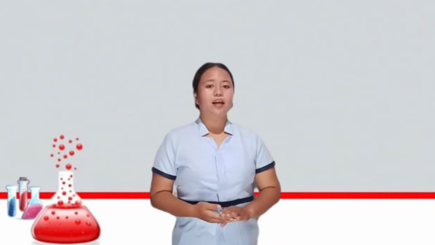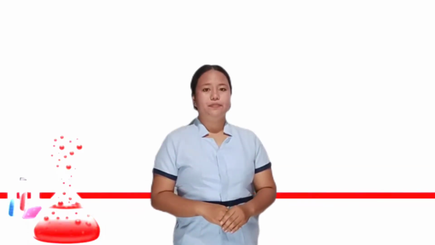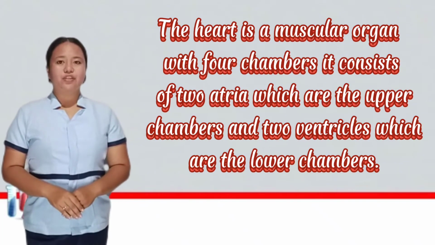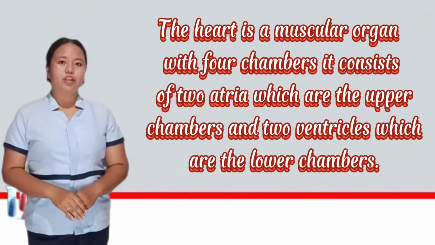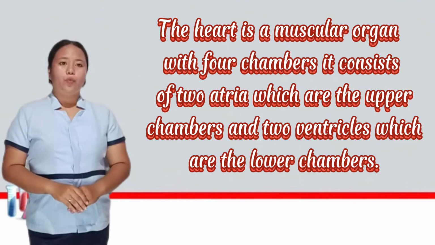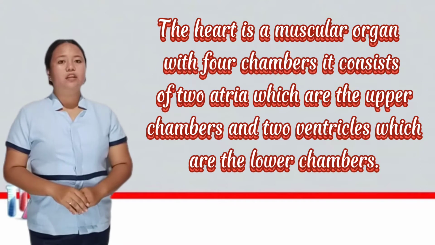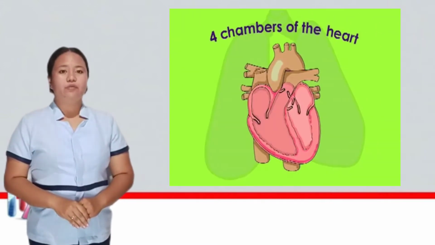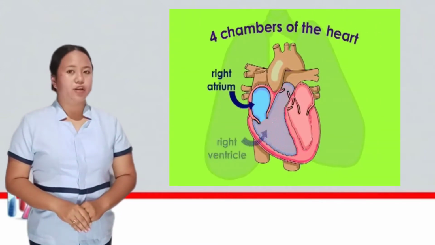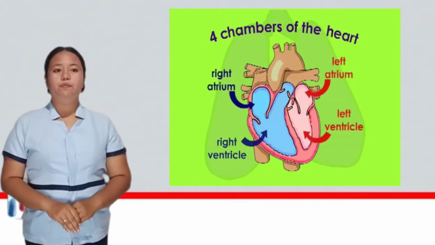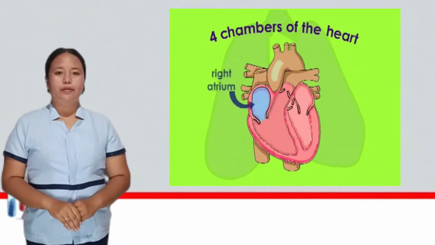Now, let's take a look at what makes up our heart. The heart is a muscular organ which has 4 chambers. It consists of 2 atria, which are the upper chambers, and 2 ventricles, which are the lower chambers. These chambers act as a reservoir of the blood that enters the heart. The atria receive the blood and the ventricles pump the blood out of the heart.